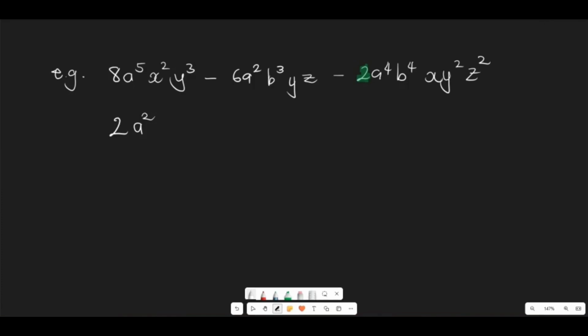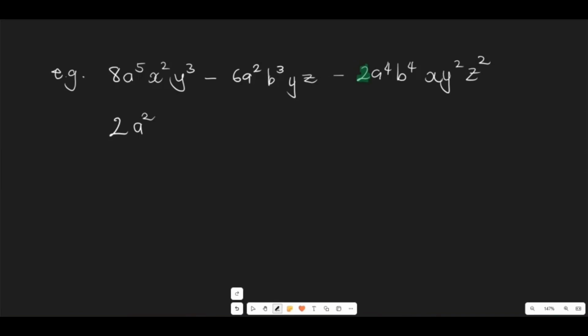Then let's go over to the B's. With the B's, it seems like I can't take out a common factor of B, and the reason for that is because the B does not appear in all the terms. It only appears in these two, and we can't take out a common factor for it, right?